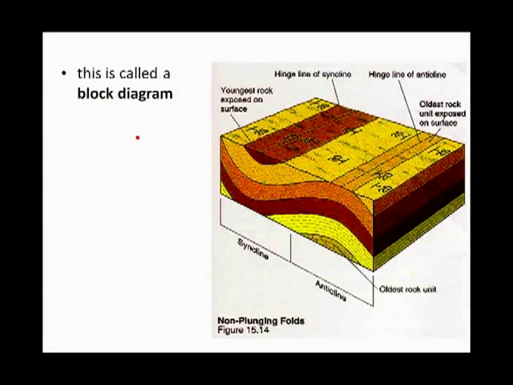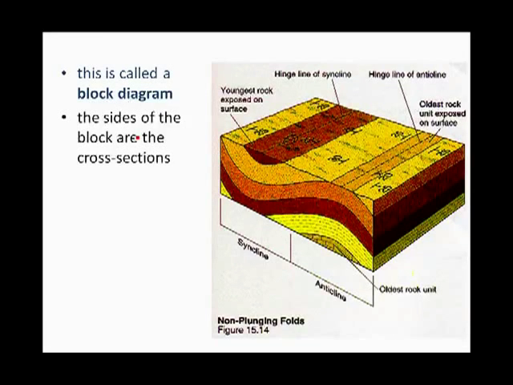Here we have what's known as a block diagram because, hey, it looks like a block. The sides of the block diagram are cross sections. So this cross section here shows us that we have a clear syncline and an anticline. The other side here doesn't show that it's a syncline and an anticline. So not all cross sections will give you the exact same information.